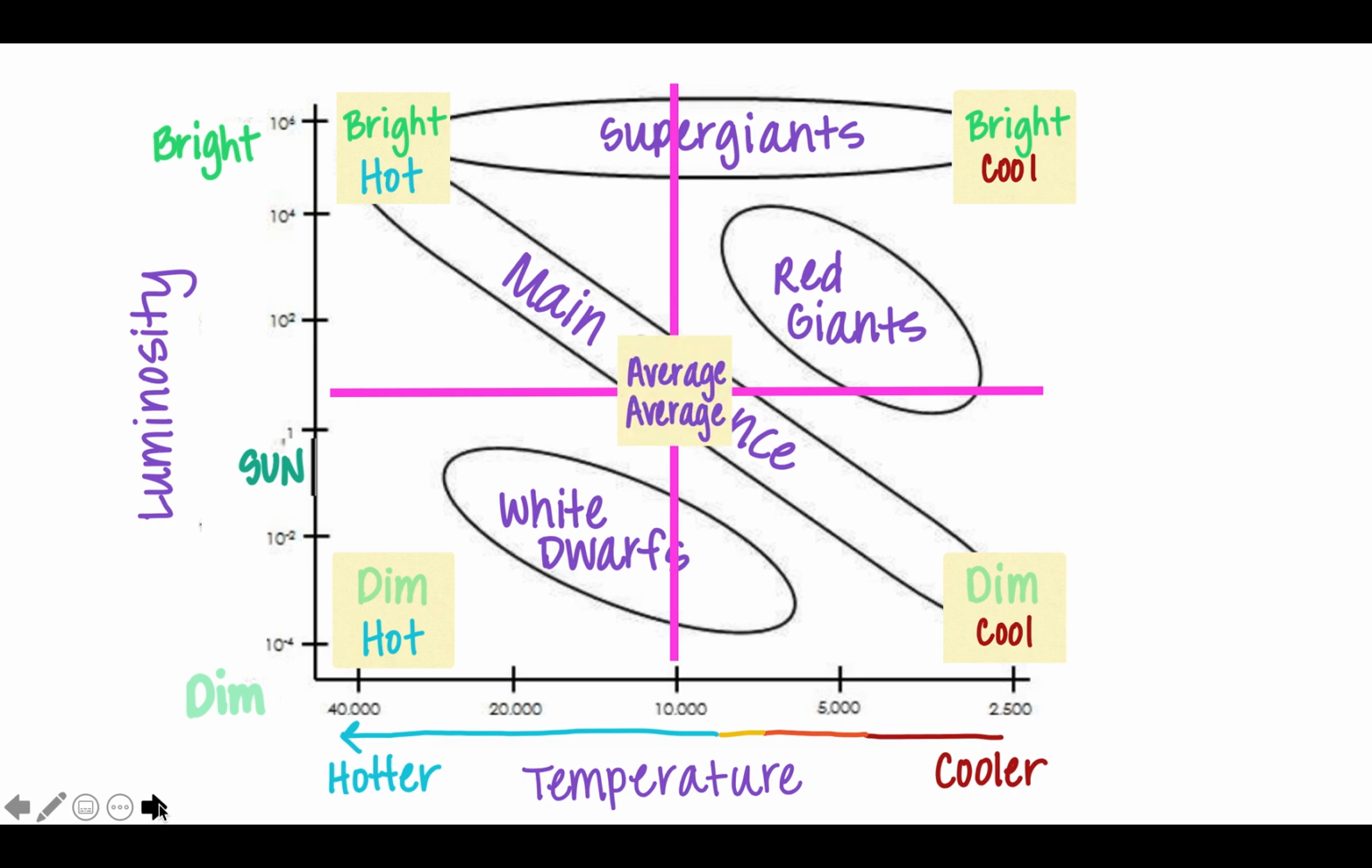Here in the middle, typically where we find our sun, we have stars that are average. They have average brightness and average temperature. This is where we find our sun.